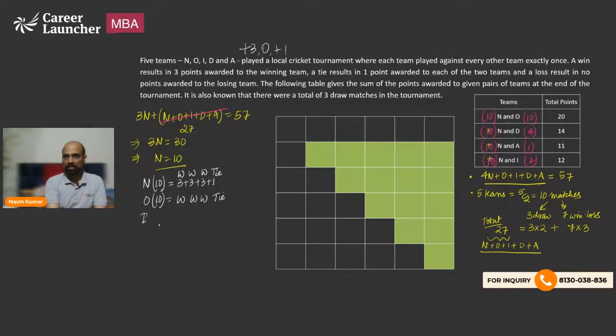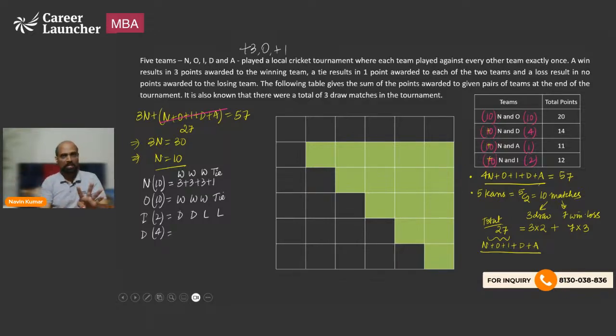I was awarded 2 points. 2 points will only happen if there are 2 draws, 1 plus 1. What about the other 2 matches? Losses. Okay. If you look at D, it was awarded 4 points. How can we have 4? We can have 4 if there are 4 draws, that is, all 4 matches were tied.